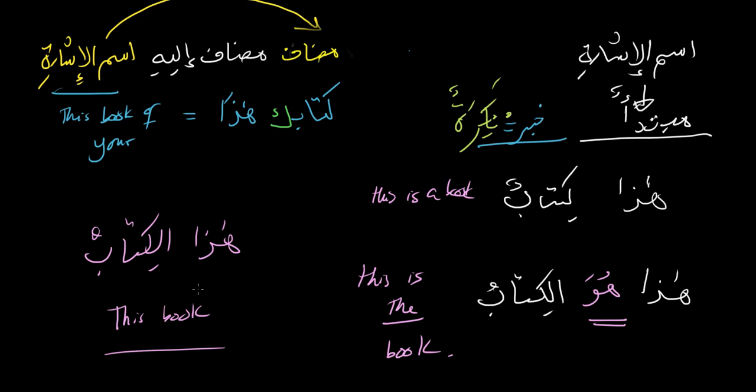Point number 5. If the khabar is a mudaf, then there will be no need for a damir to be added between the mubtada and the khabar. Haza ibn Maliki.